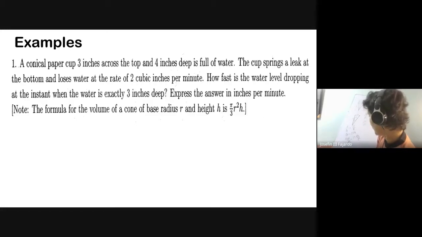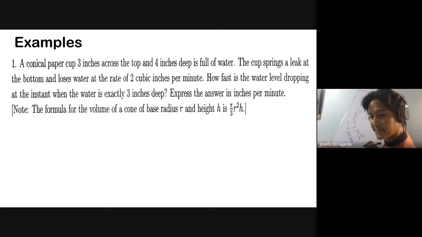So, pwede ko nang palitan yung dr/dt ng variable in terms of dH/dt. So, dr/dt here will be equal now to 1.5 over 4. So, that would be, ano ba yan? So, 3 over 8. Okay? 3 over 8 dH/dt.